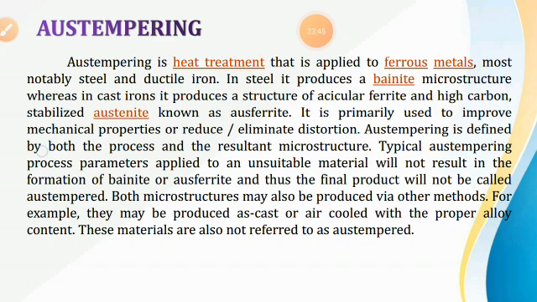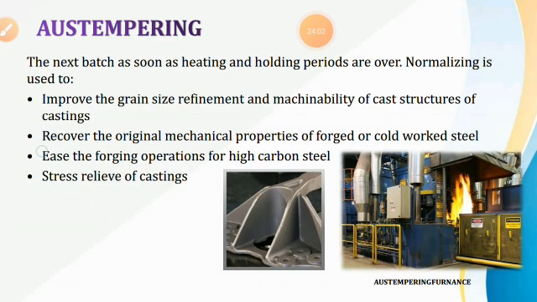Both microstructures may also be produced via other methods. For example, they may be produced as cast or air cooled with a proper alloy content. These materials are also not referred to as austempered. The next batch, as soon as the heating and holding periods are over, normalizing is used.